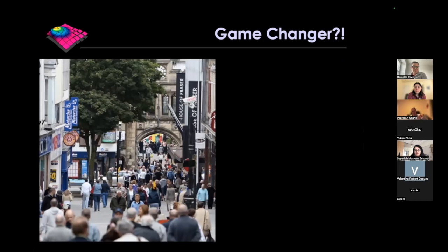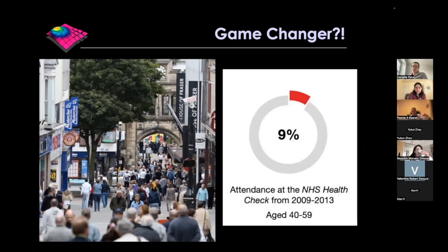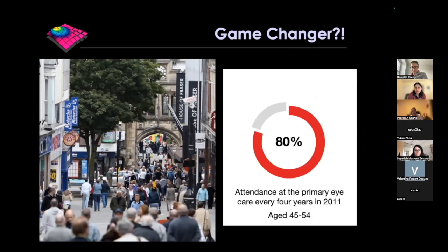bringing world-class expertise out of specialized centers such as Moorfields into the community. And so we know in the UK that only about 9% of people between the age of 40 and 60 will go and have their NHS health check done. However, we know about 80% of people will go and have an eye test done. And so if we can pick up systemic disease from an eye exam, then that could have huge public health implications. So my last two slides, just to set the scene, to hand over to Yukun.